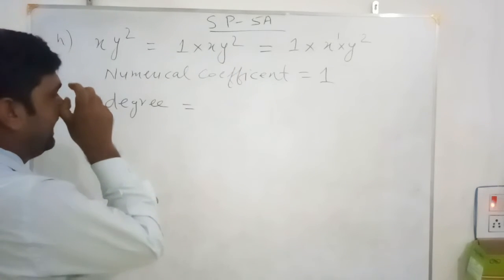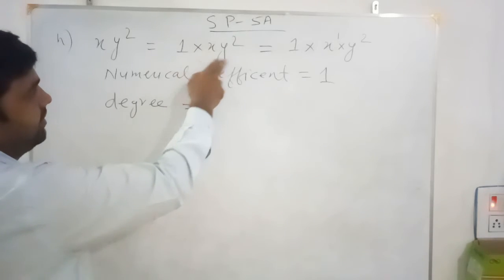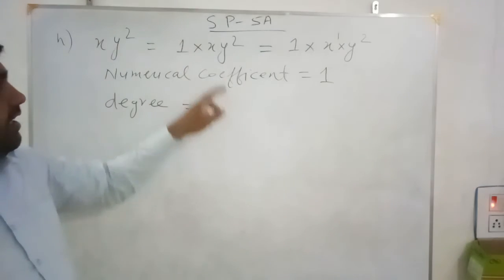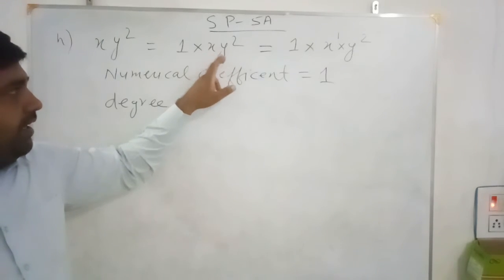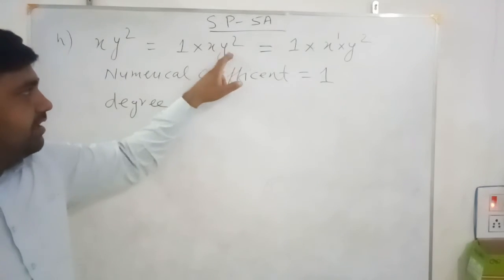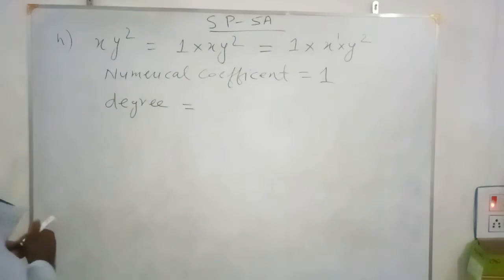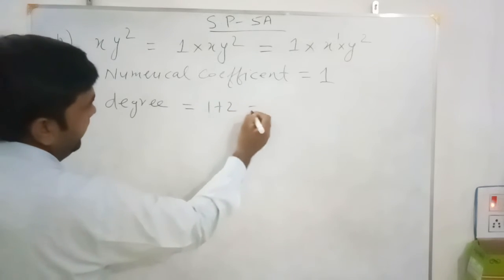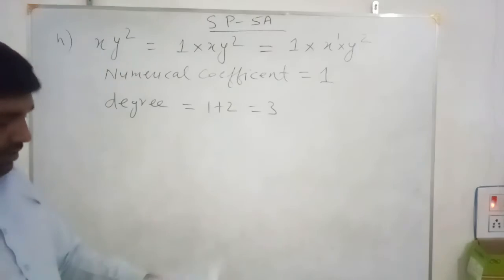In a monomial, we add the index of each variable being multiplied. Here x and y are both multiplied, one is the multiplicand and the other the multiplier, so we apply the product law of exponents and add the two indices. So the degree of the monomial xy square is 1 plus 2, that is 3.